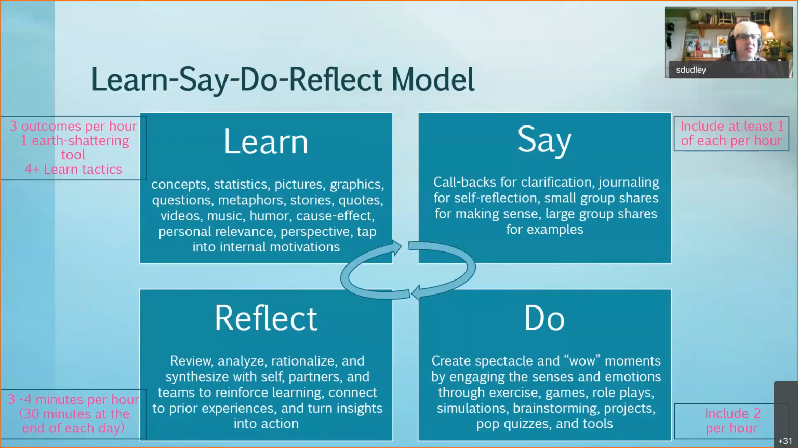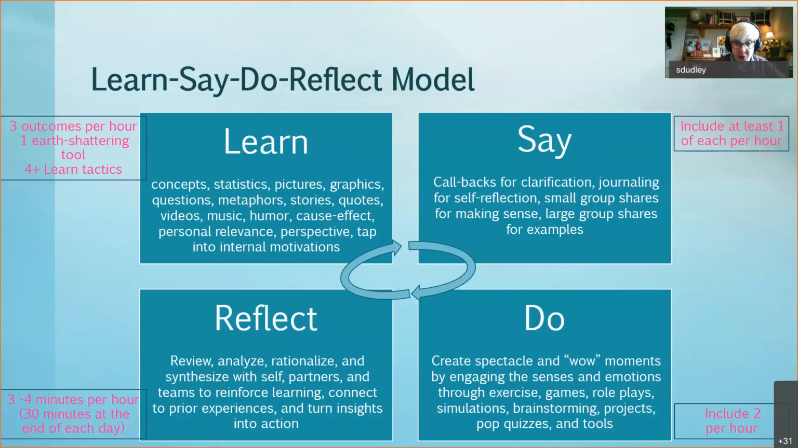So you look at those concepts, statistics, metaphors, cause and effect, personal relevance, tap into internal motivations, 3 per hour and 1 earth-shattering tool. So 4 or more from that box per hour. And we should be providing them the opportunity to say something at least once per hour. So they should be doing at least one thing from that upper right-hand box every hour. So we should be allowing them to do callbacks for clarification or small group shares or jotting something down in the chat box, giving an example, but one thing from that say box once per hour.